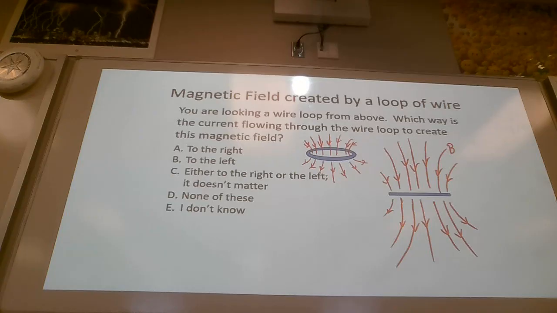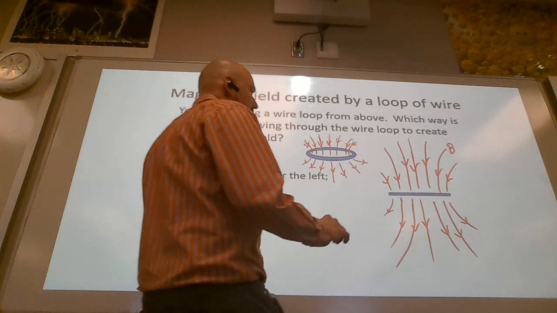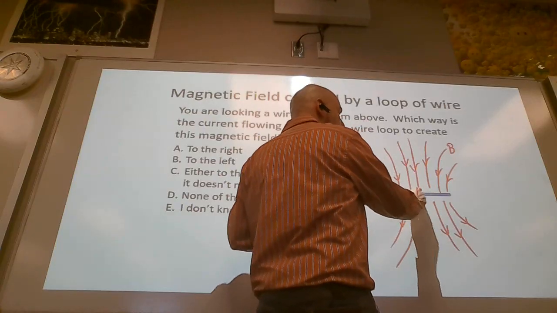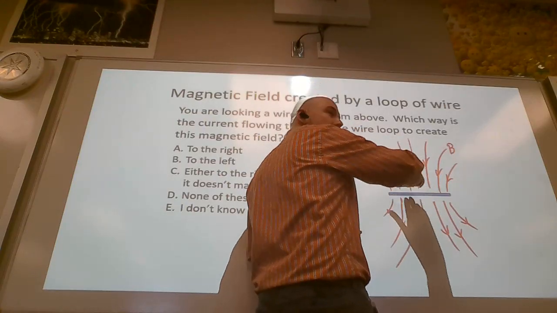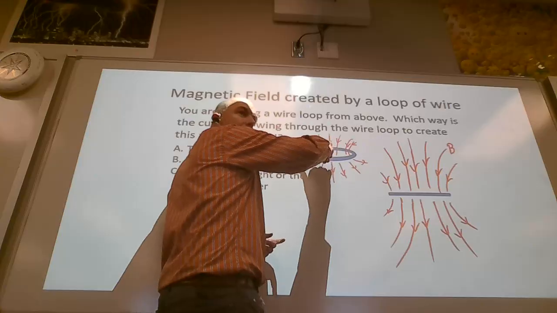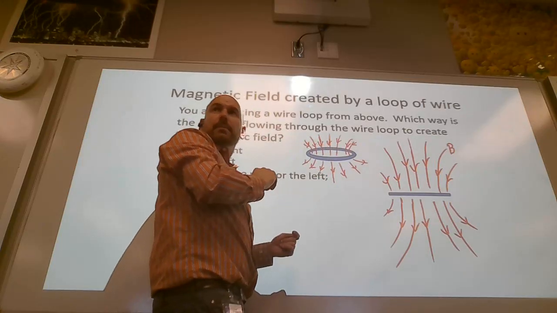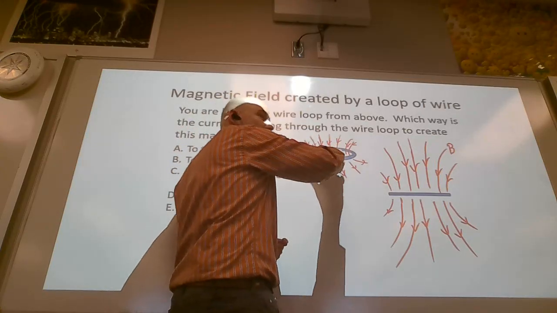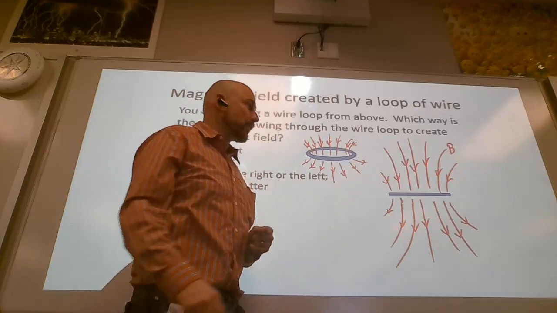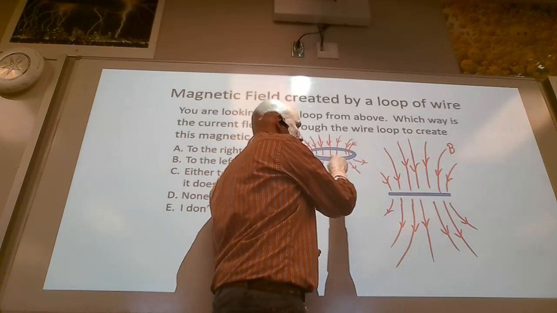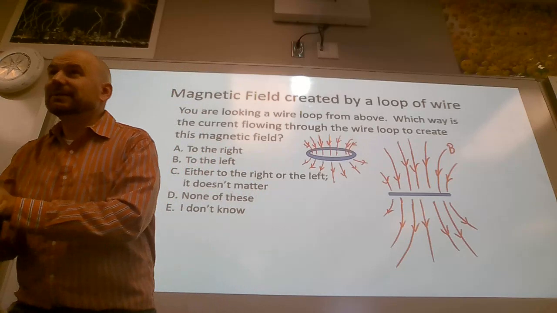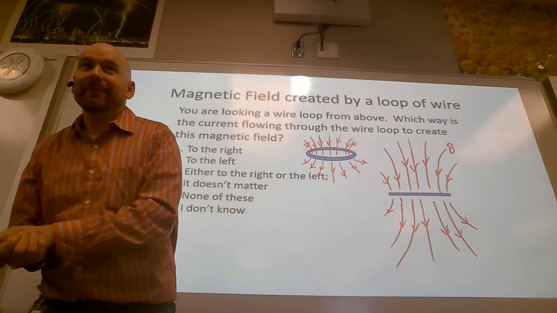Correct answer is B, to the left. You're going to grab this part of the wire with your fingers going down in the middle of the loop here. That makes sense? Grabbing that, your thumb's going to the left. So current's going around like this. How are we doing with that?